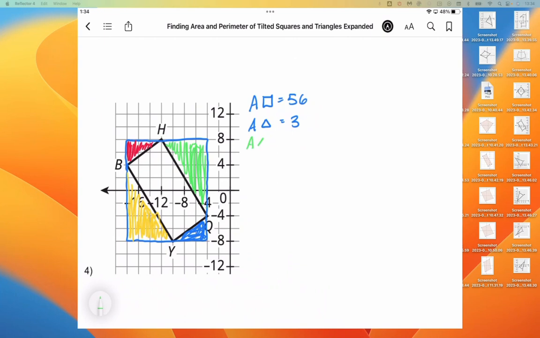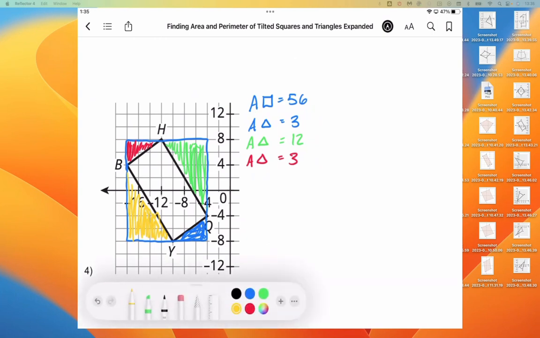Area of the green triangle is 1, 2, 3, 4 by 1, 2, 3, 4, 5, 6. 24 divided by 2 is 12. The red triangle is going to match the blue triangle. And the yellow triangle is going to match the green triangle.